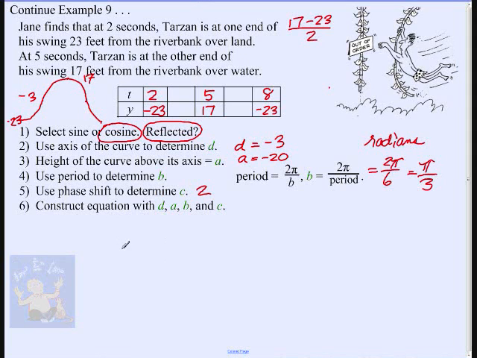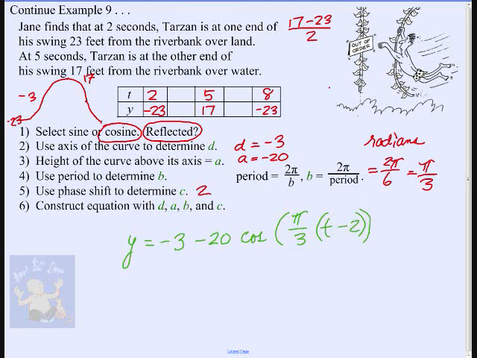So what does our equation look like? We've got all the parameters, we can put the equation together. We've got y equals, we do have a vertical shift of -3, and then it's going to be a reflected value, so negative the amplitude of 20 cosine pi over 3, and then we've got our time in seconds minus a positive phase shift of 2.